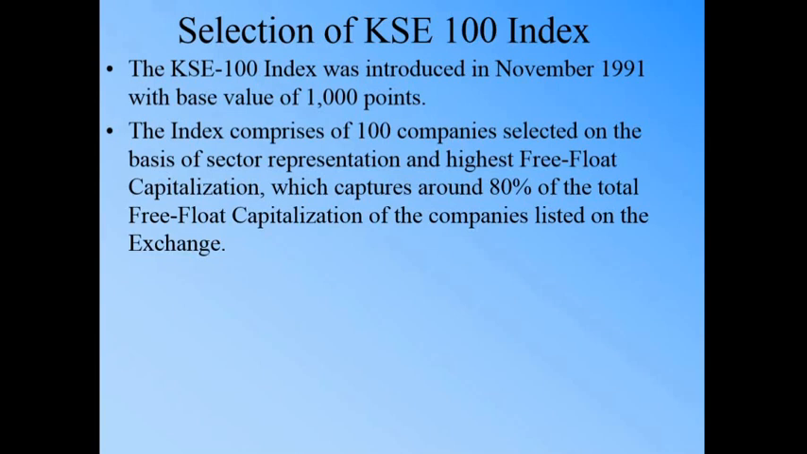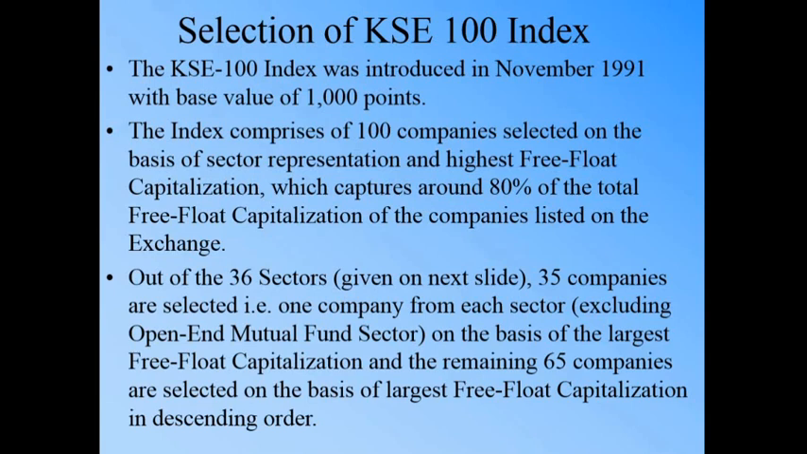And the selection procedure is in two steps. Number one, it is sector based, and the other one is the highest free float. We'll discuss it in detail in the next slide as well. There are a total of 36 sectors. Remember, these sectors keep on changing, so I'm talking about May 2020. There are 36 sectors listed on the Karachi Stock Exchange, or Pakistan Stock Exchange as we call it nowadays. It is given in the next slide. We will see those 36 sectors.